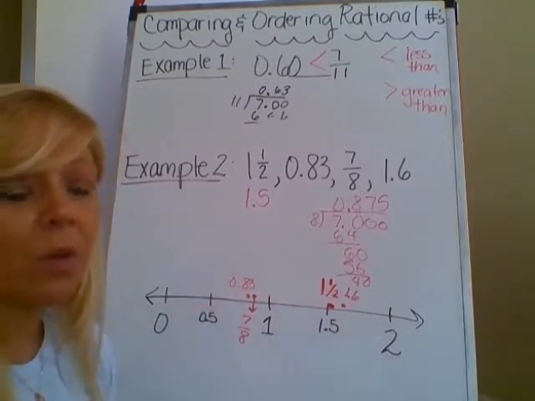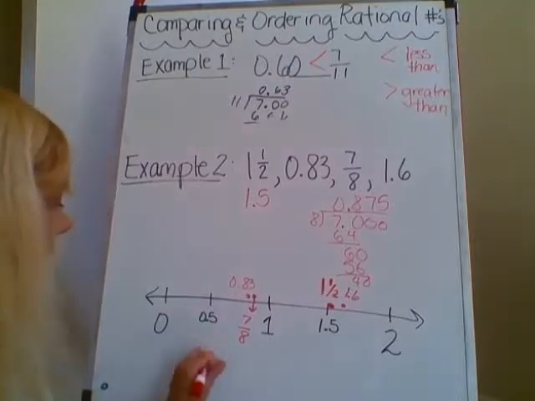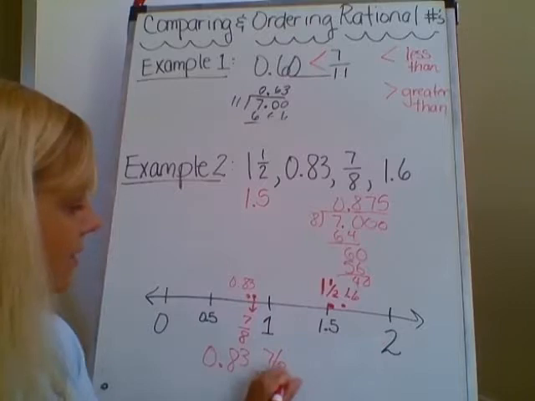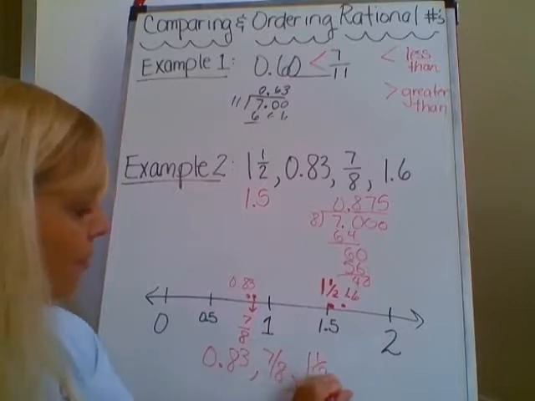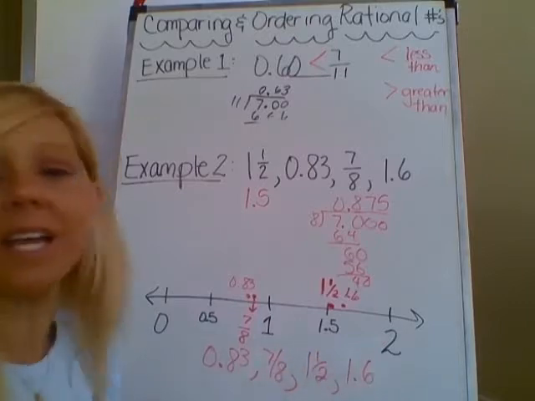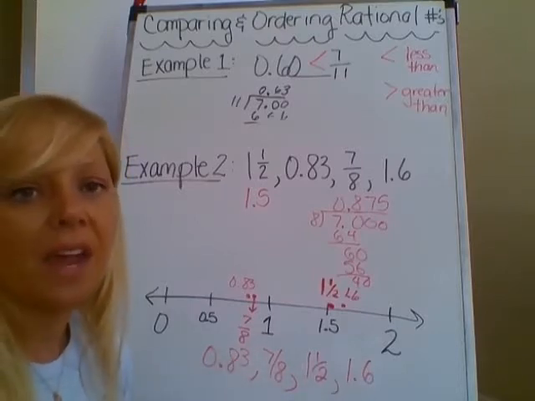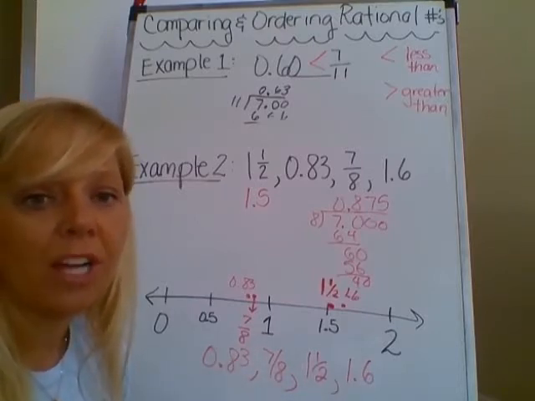So if I wanted to put them in order from lowest to greatest, I would have 83 hundredths, 7/8, 1.5, and 1 6/10. And there they would be ordered from least to greatest. And that is how we compare and order rational numbers.